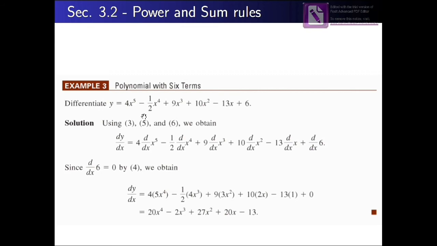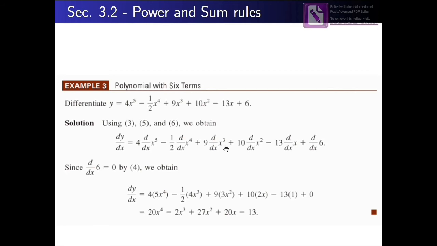So here we have dy over dx will be equal 4x power 5. 4 is a constant, so we just need to find the derivative of x power 5 with respect to x, minus 1 over 2 multiplied by x power 4, so 1 over 2 is a constant. We need to find the derivative of x power 4 plus 9x cubed, so 9 will be a constant multiplied by the derivative of x cubed, plus 10 is a constant. We need to multiply by the derivative of x squared, minus 13 is a constant. We need to multiply by the derivative of x plus the derivative of 6. So we know that the derivative of a constant number is equal 0.